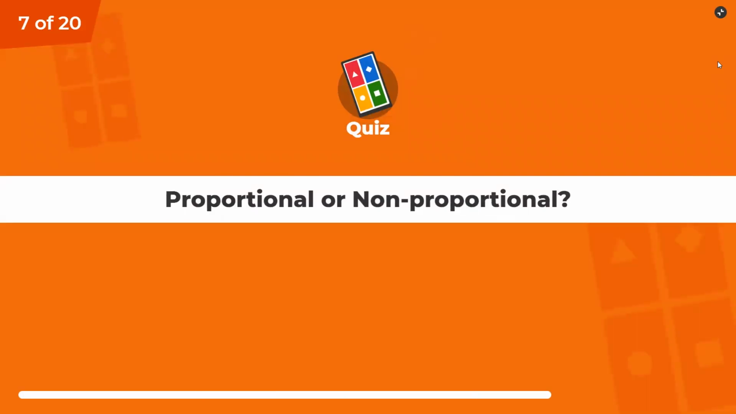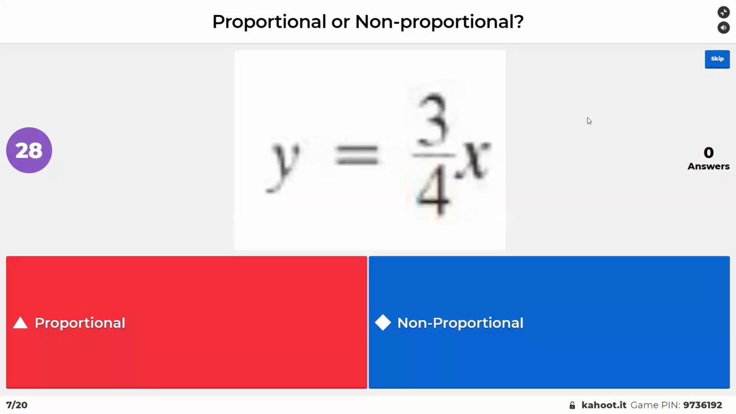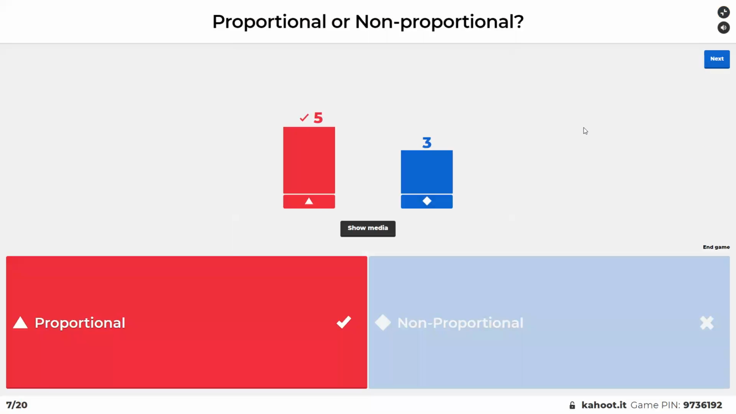Proportional or non-proportional? y = 3/4 x. Good job, guys. Remember, when you have that y = kx format, there's no y-intercept. There's no plus b at the end. So that's going to be a proportional relationship.